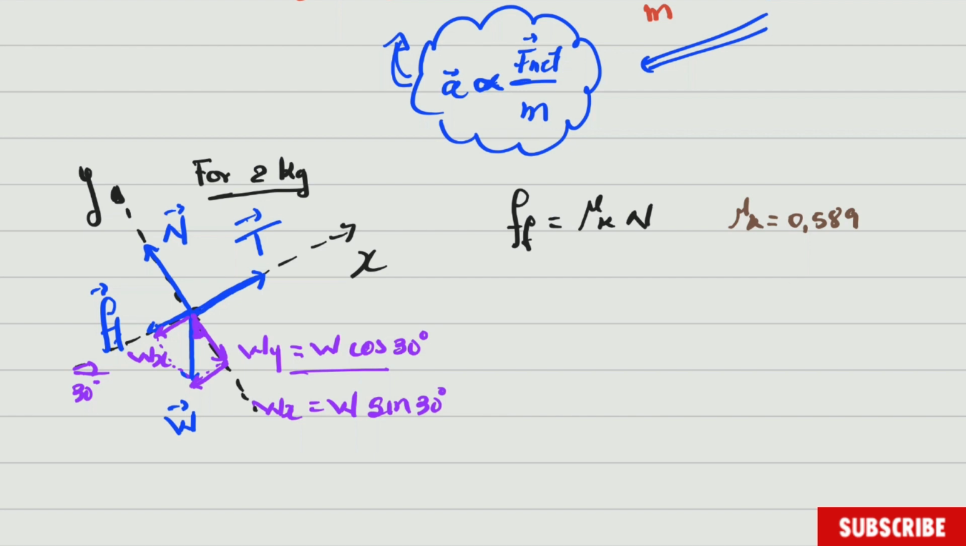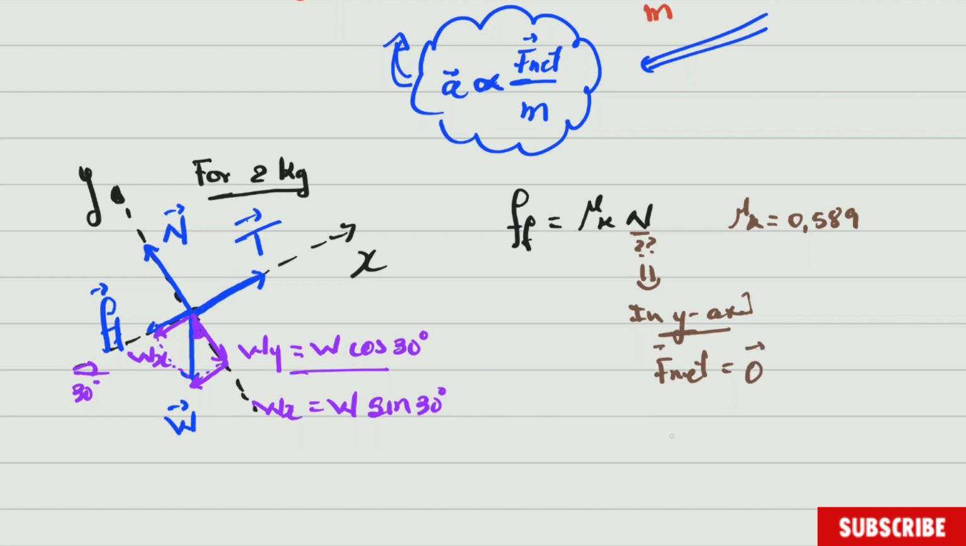And then the normal force, we don't have the normal force. And I showed you many times how to calculate the normal force. All you have to do is go to the y-axis. In the y-axis, I am going to apply Newton's first law. F net is equal to 0.